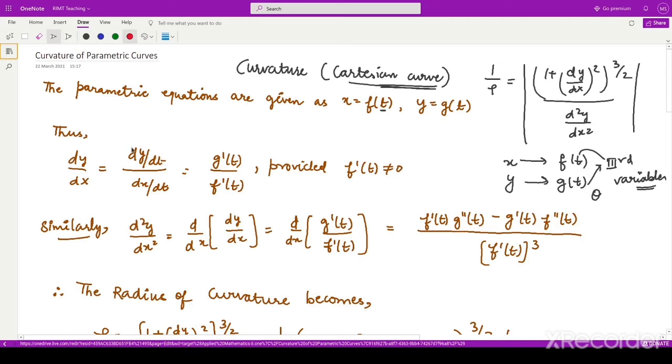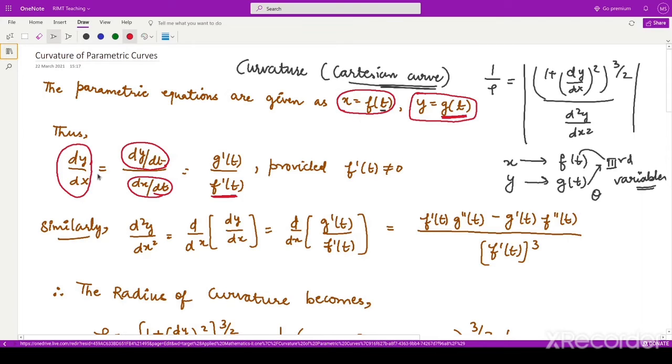So in this case, what would be dy by dx, as in the previous case? It is calculated using this formula: dy by dt divided by dx by dt. What is this quantity? The derivative of the curve y with respect to t, which is the derivative of g of t, so g dash of t. And the derivative of x with respect to t means we take the derivative of this term, so f dash of t.